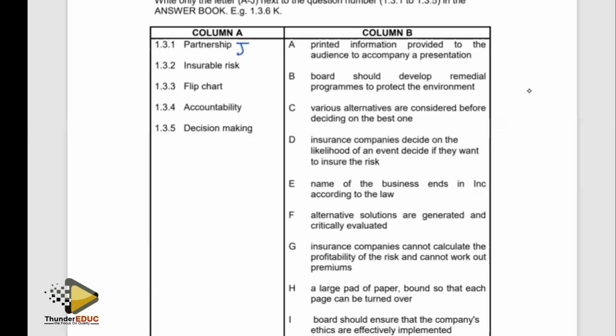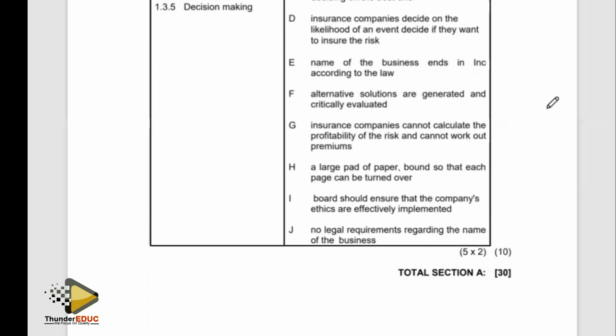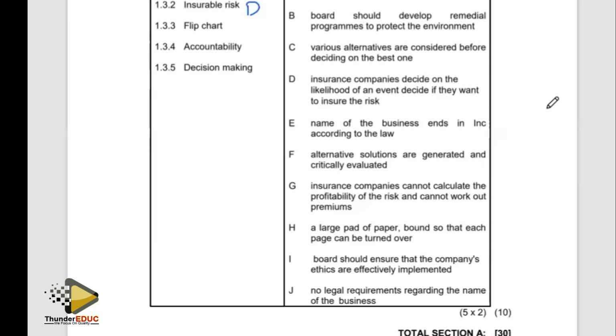Okay, right. So now let's check insurable risk. For insurable risk, our appropriate answer is going to be D, where insurance companies decide on the likelihood of an event if they want to insure the risk. That is the only option that is pretty close to the concept that is under study. So now let's check the flip chart. Normally we check a large pair of paper bound so that each page can be turned over. So our appropriate answer for this one is going to be H.